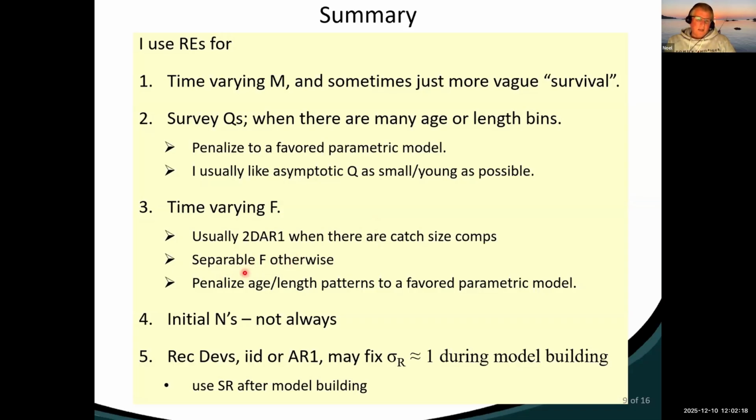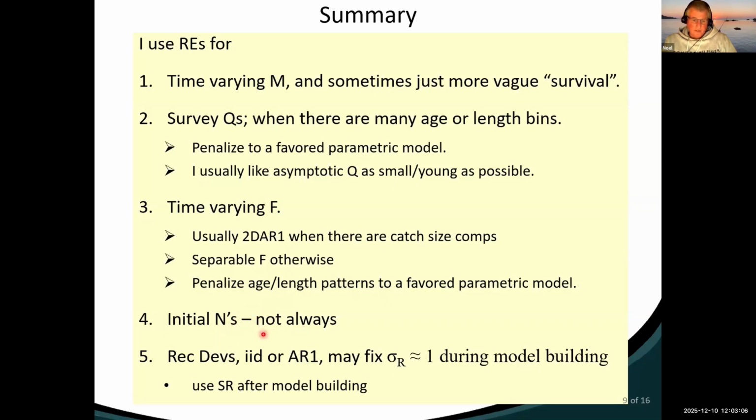Again, I'd like to somehow try to penalize the age length patterns to a favored parametric model. If you think that F or Q should basically be low for small sizes or young ages, and then increase, and then perhaps change less at older ages or larger sizes, then I think it's useful to set up the random effects so that even with noisy data, you tend to get that pattern. Initial Ns are random effects in the thorny skate example, but not always.